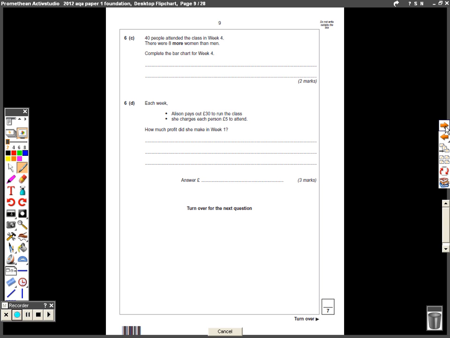6C. 40 people attended the class in week 4. There were 8 more women than men. Complete the bar chart for week 4. Okay, so 40 people attended. If there were the same number of each, women and men, there would be 20 of each.